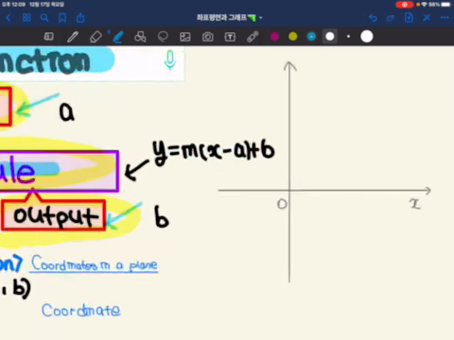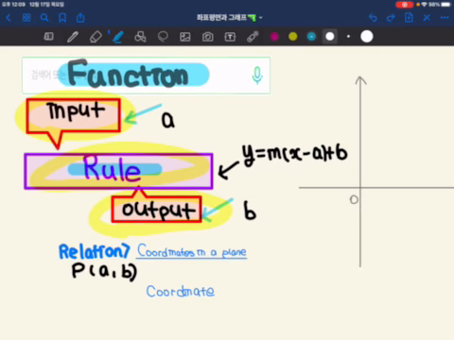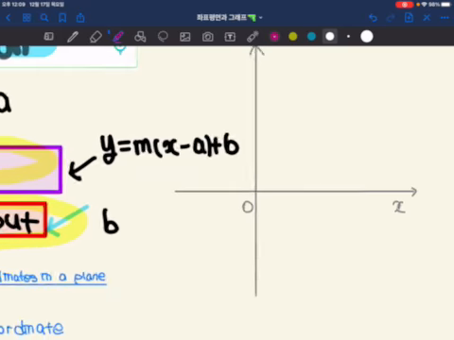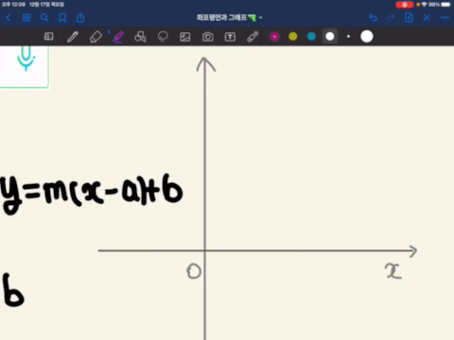So now, firstly, to represent the position of P(a, b), the P might be here, which is a and b. So the P might be here. This is the position of P.